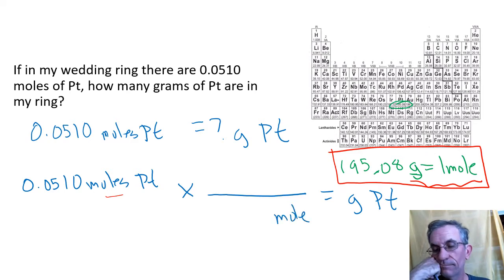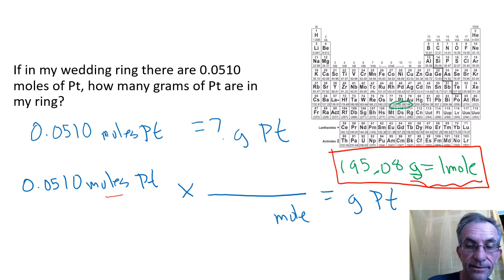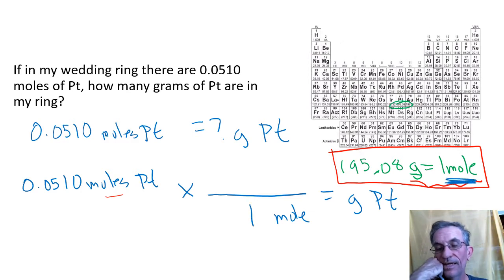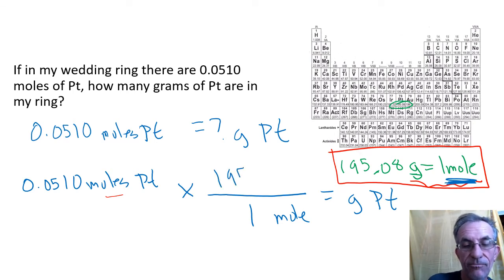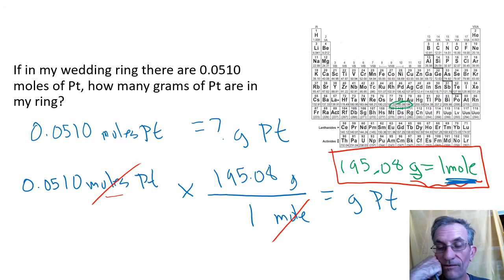All right. What number is going to go on the bottom? 1. Look at your conversion factor. 1. And then the 195 has to go on top. 195.08. Should look like that. All right. So, does that work? I think so, because moles cancels, and we're left with grams.